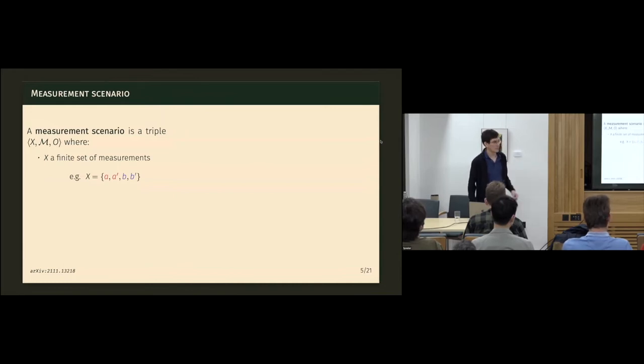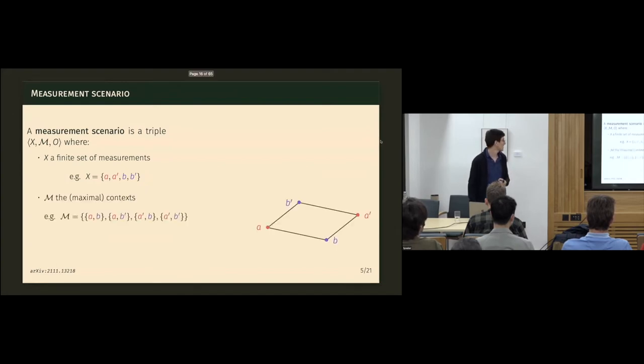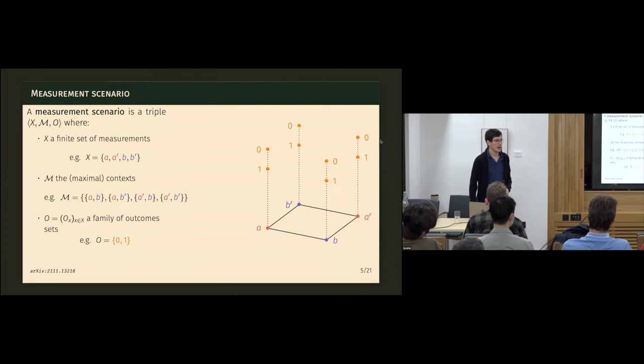To give you an example, you can think about a Bell experiment where you have Alice and Bob. Each has two observables, A and A prime for Alice, B and B prime for Bob. This is your finite set of measurements. But then you need a compatibility structure, that's M, the set of maximal contexts. If you want to draw that graphically, you put the elements of X somewhere and draw an edge whenever two measurements are compatible. This gives you the list of contexts. Now you also need to specify outcomes for each observable. That's basically the basis of what's called a bundle diagram.